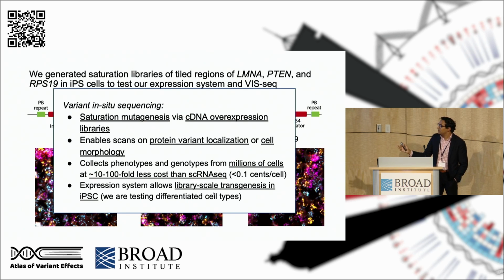And so just to give you a summary, our method is called variant in situ sequencing, or VIS-seq. It enables saturation mutagenesis scanning via cDNA overexpression libraries. It enables scans on things like variant localization and cell morphology, and it really is able to scale not only in cancer cell lines, but also in iPSCs and some iPSC-derived cell types we're testing right now. And then lastly, it scales to millions of cells at something like 10 times lower cost than single-cell RNA sequencing. And so it's really a scalable technology, and we're trying now a couple of different libraries.